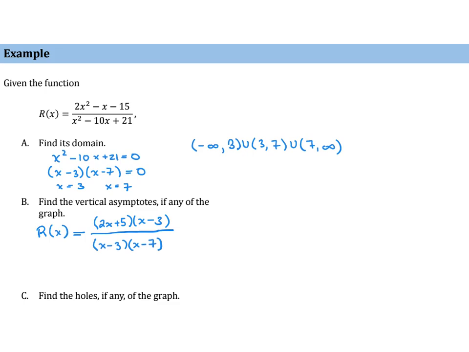Let's go ahead and look at this to see if it actually FOILs out to be what we want. First it would be 2x squared. Outside and inside would be negative 6x and positive 5x, which yields the negative x. And then lastly we get our negative 15. So the factorization in the numerator is correct. We'll notice that we can cancel x minus 3 and x minus 3.